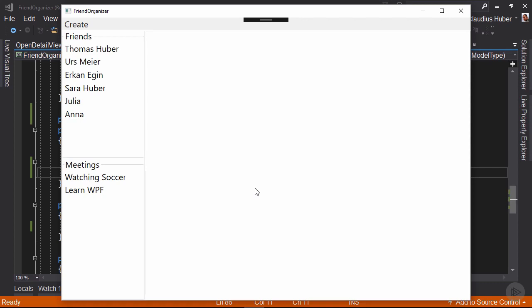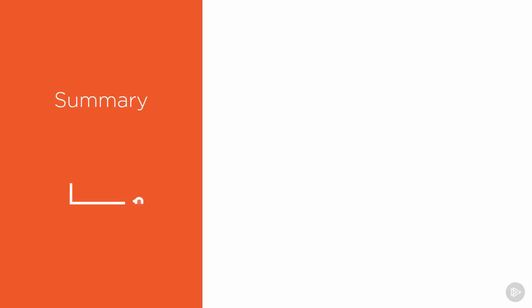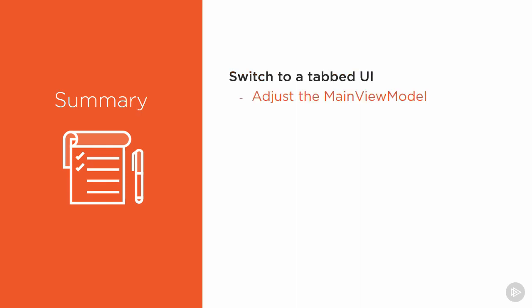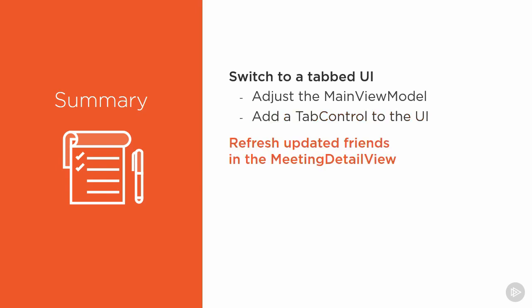Let's wrap up what you have learned in this module. In this module, you have seen how to switch the Friend Organizer application to a tabbed user interface. You learned how to adjust the main view model, and you also learned how to add a tab control to the UI and how to bind it to the properties of the main view model. This included how to open and close tab items. You also learned how to refresh updated friends in the meeting detail view.